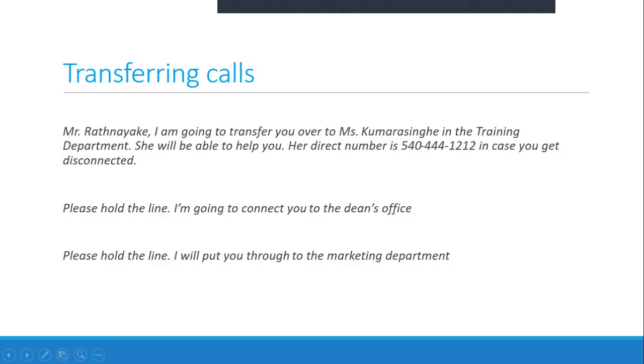So for example, if a person was in the line for a long time, he might run short of credit and the line might get disconnected, right? So since Mr. Ratnayaka was told that the call is going to be transferred to Ms. Kumarasinghe in the training department, even if the line gets disconnected, next time Mr. Ratnayaka can directly call the company and ask for Ms. Kumarasinghe in the training department. That is one option. The other option is, since the direct number is also given, Mr. Ratnayaka can directly call Ms. Kumarasinghe in the training department without any issue, without any problem, right?